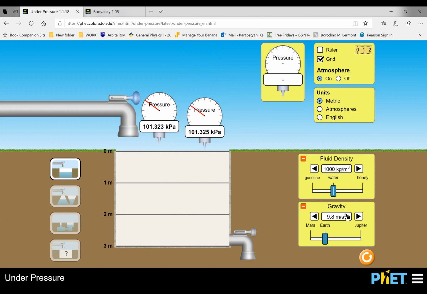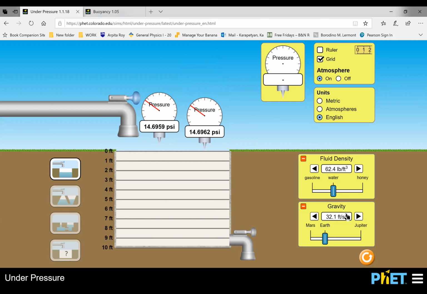All right, but it's kind of easier to see with the atmosphere. But there's also English units, where we can use PSI. PSI is pounds per square inch, another unit for pressure. And you can see that generally 1 atm is 14.6 or, rather, 14.7 PSI. That means 1 atm is equivalent to 14.7 PSI.